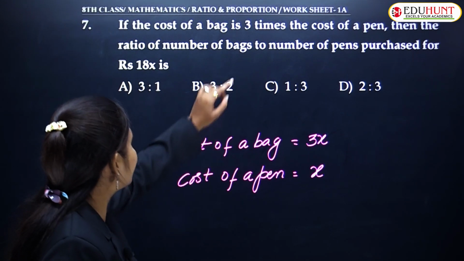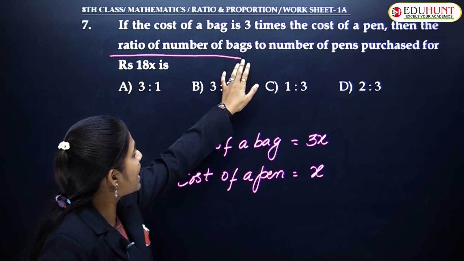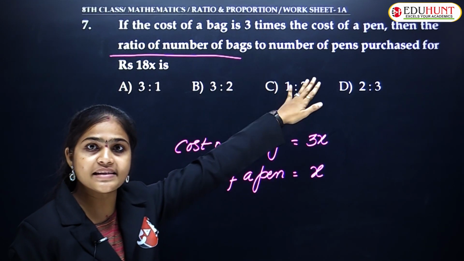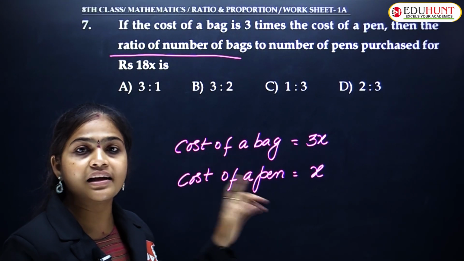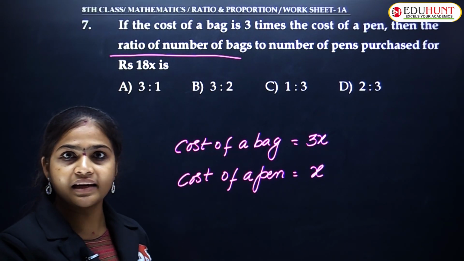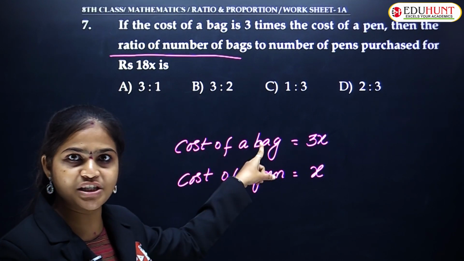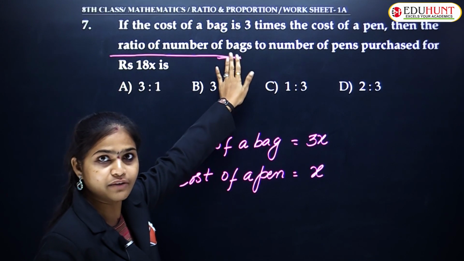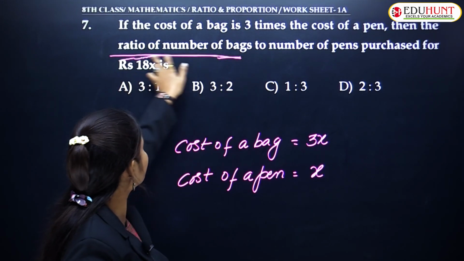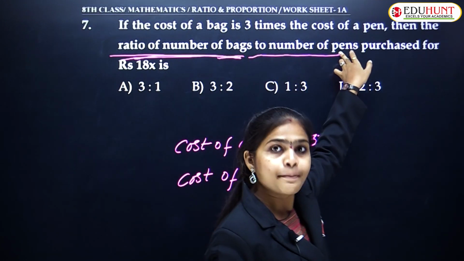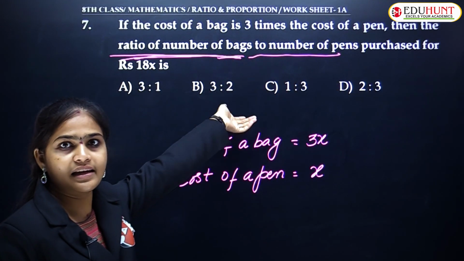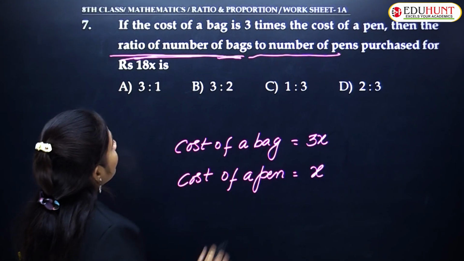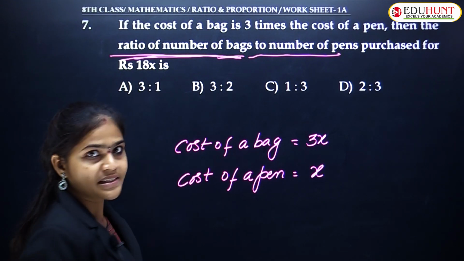And one more condition they gave: the ratio of the number of bags to the number of pens. Here they mentioned number of bags to number of pens, but in the previous question they didn't mention the time taken by scooter and car like that. So here we have to take bags first, because they clearly mentioned the ratio of the number of bags to the number of pens. If they hadn't mentioned it, you would apply the same concept as in the previous question. Okay? So see here, purchased for 18x rupees.